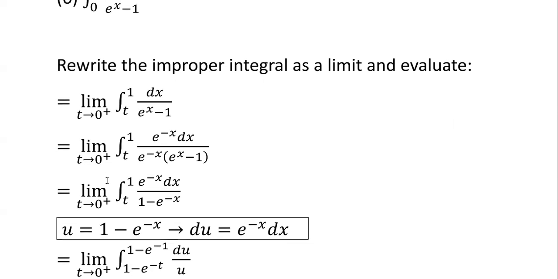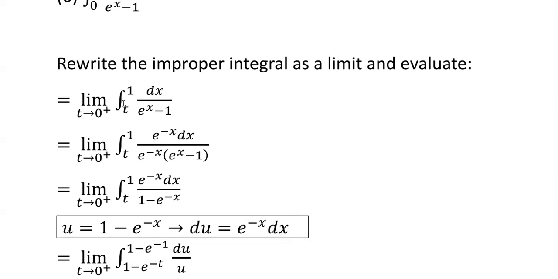Let's rewrite it as a limit first. So limit as t approaches 0 from the right, integral from t to 1 dx of e to the x minus 1. What's the technique to evaluate this integral? Well, we can multiply both the top and bottom by e to the negative x. Why do we want to do that? Well, the top becomes e to the minus x dx. The bottom becomes 1 minus e to the negative x.